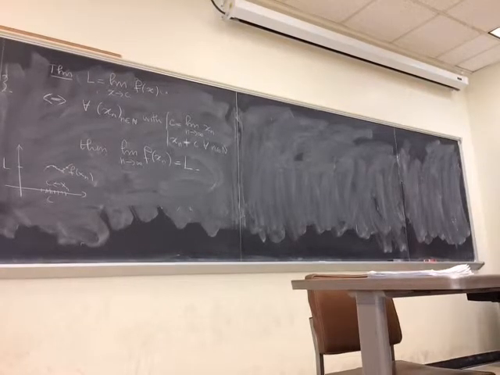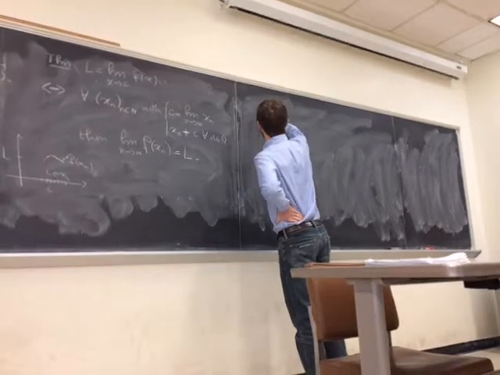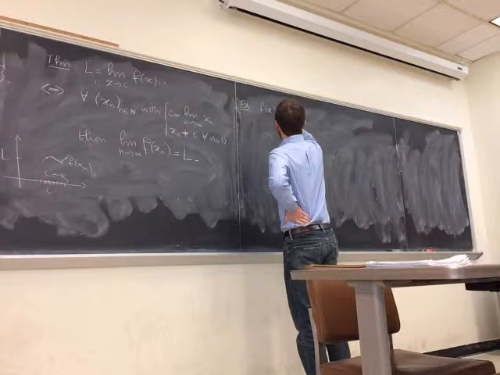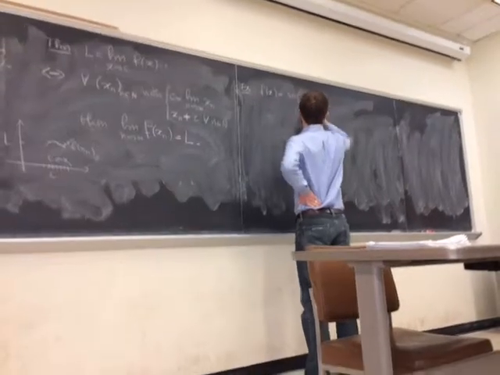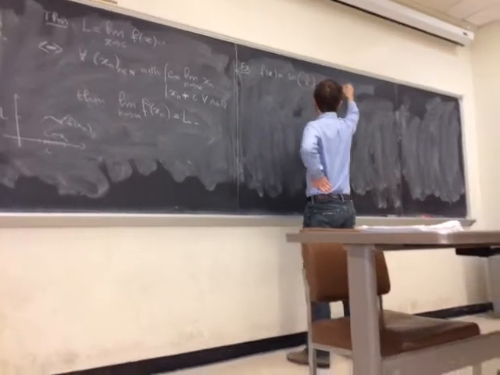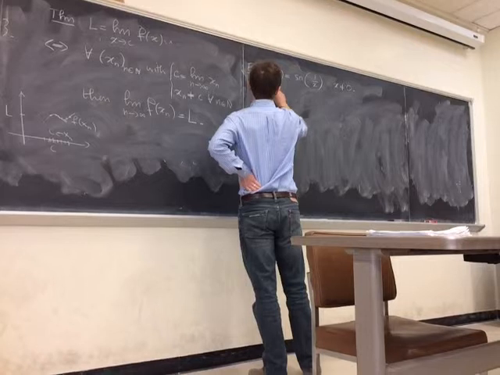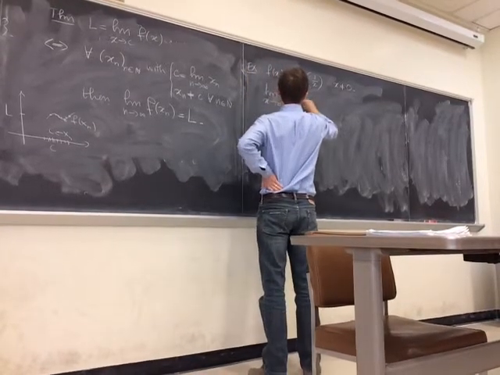So for example, let me be more precise. Let's take, as an application of this theorem, the function f of x equal to the sine of 1 over x, defined for x different from 0. My claim is that the limit as x goes to 0 of the sine of 1 over x does not exist.